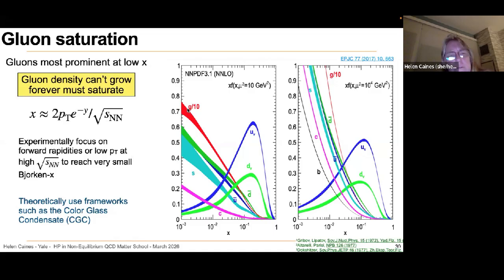But we know you can't have an infinite number of gluons, so at some point the gluon density must saturate, and that's what we think of as gluon saturation. At what x do you have to probe such that this probability plateaus, that there are so many gluons that you can't get any more, you have a saturation of the gluon density? Experimentally, we get down to low x either by going to low pT at high square root s, or by going forwards, to higher rapidities. Theoretically, frameworks such as the color glass condensate, the CGC, you might have heard people talking about this, is how we try to explain the effects of saturation.